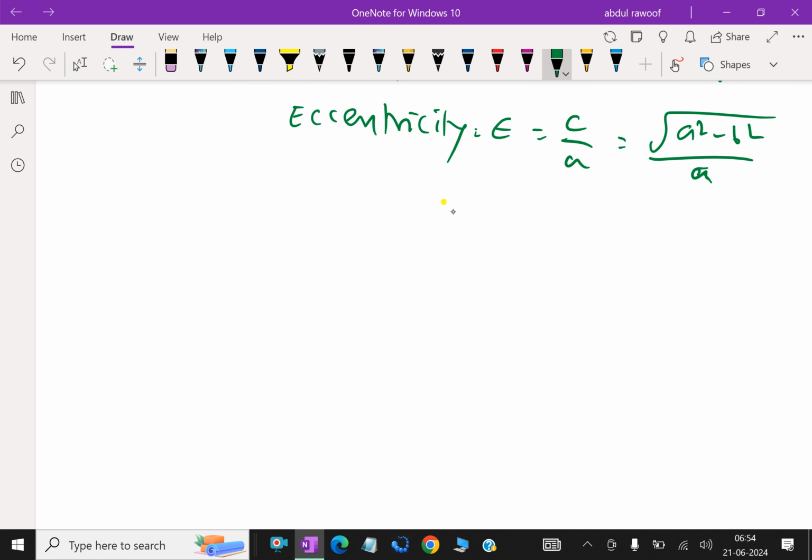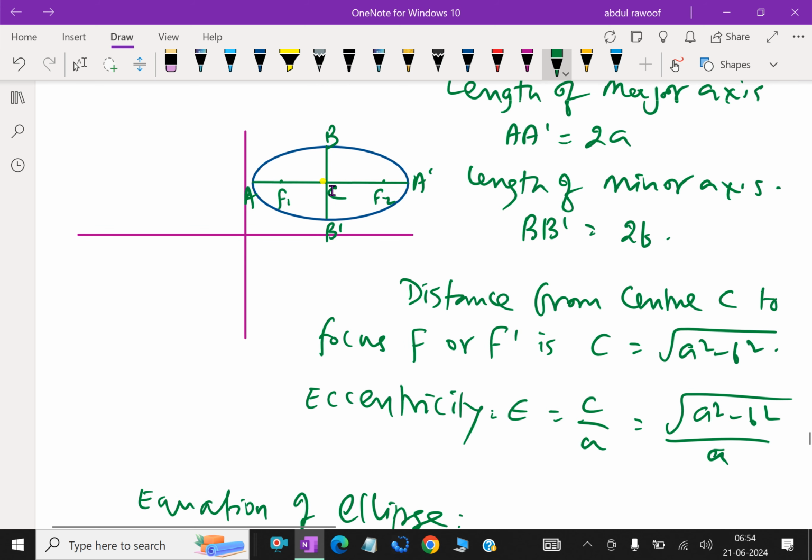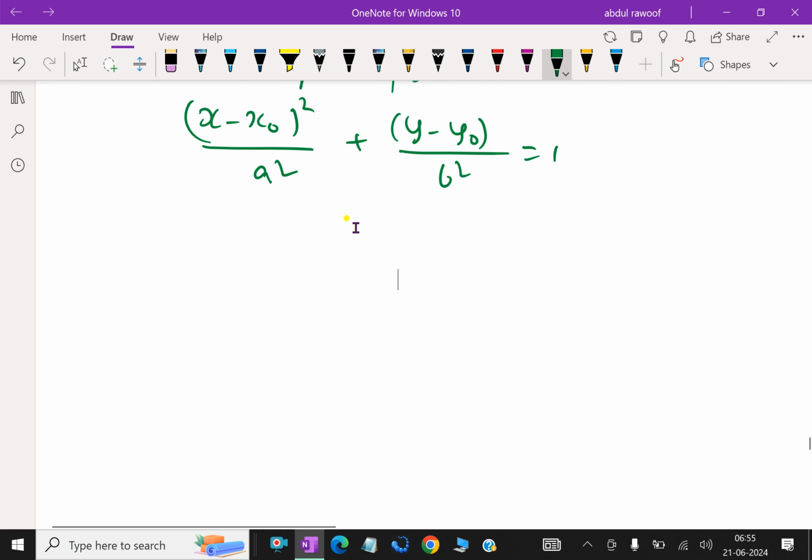Now the equation of the ellipse. The equation of the ellipse in coordinate axis is (x minus x0) whole squared over a squared plus (y minus y0) squared over b squared equals 1, where the center C is x0, y0.